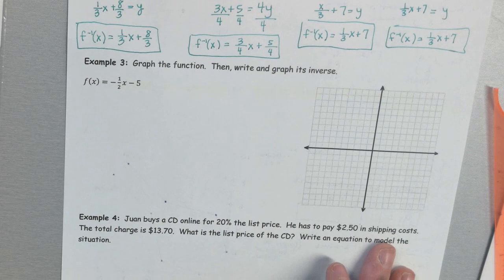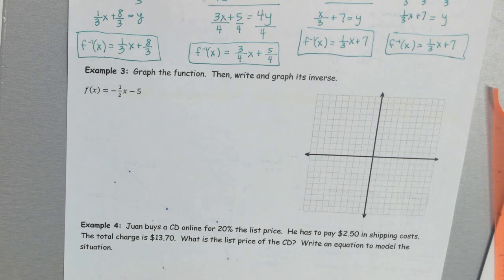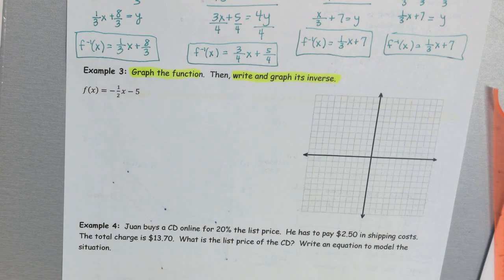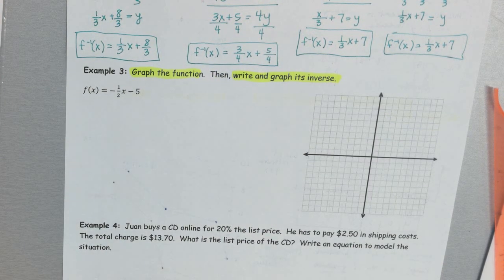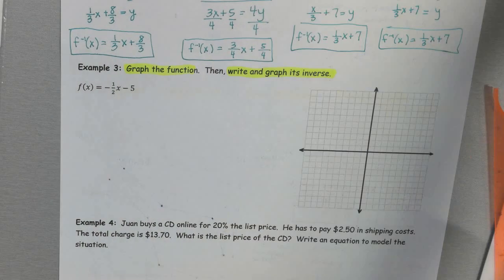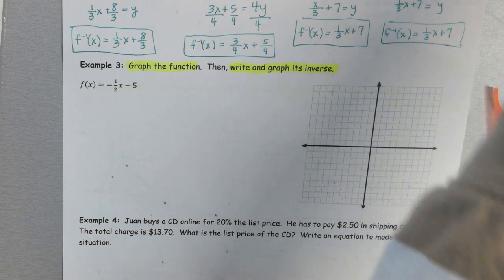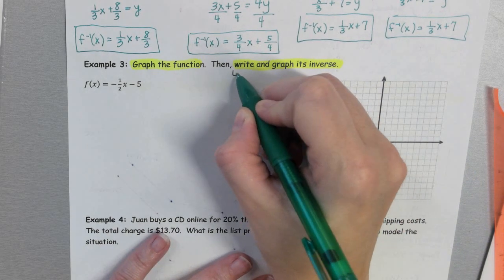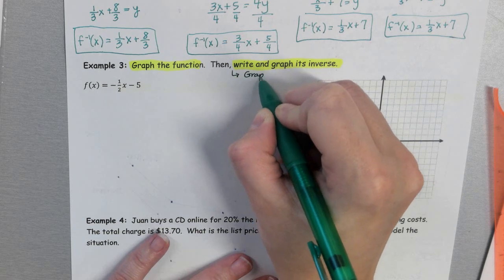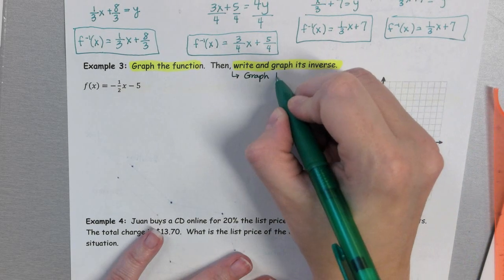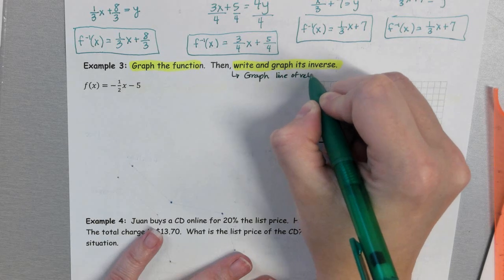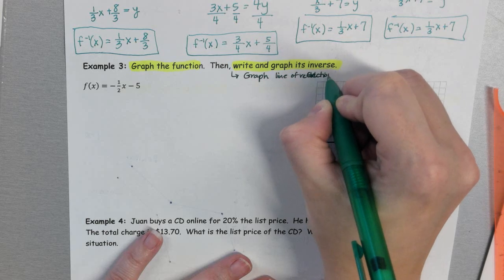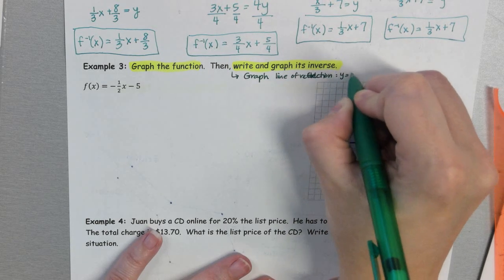And then I asked you to start example 3, where you could either graph the function or you can write and graph the inverse. Whenever you are graphing the inverse, just like I said on the front side, you are going to be graphing what? If there's an inverse, what do you have to graph? Yes, the line of reflection, which is y equals x.